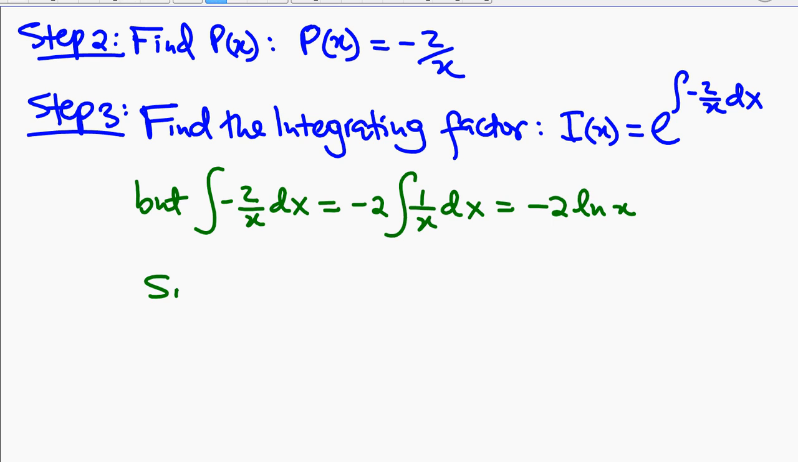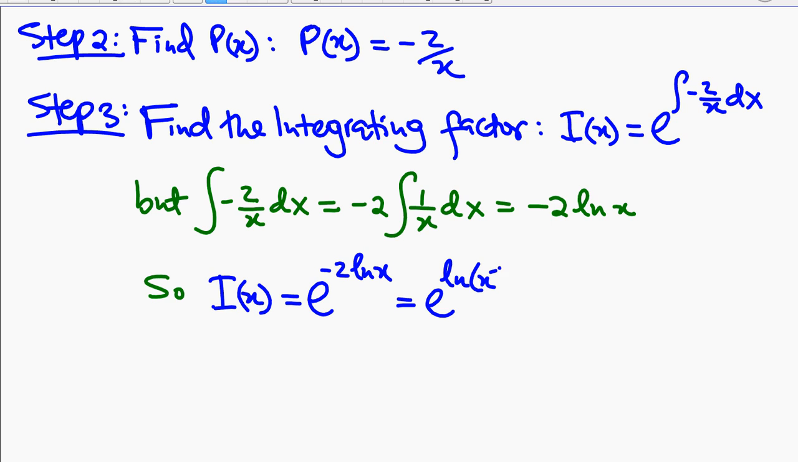So we can say that the integrating factor will be equal to e to the power of negative 2 ln x, which will be equal to e to the power of ln x to the power negative 2, which you can write as e to the power of ln 1 over x squared, which is just 1 over x squared. So that will be our integrating factor.